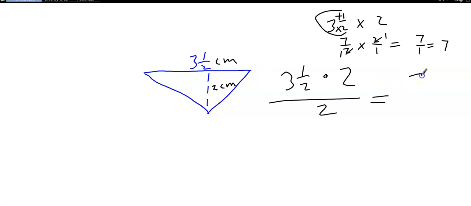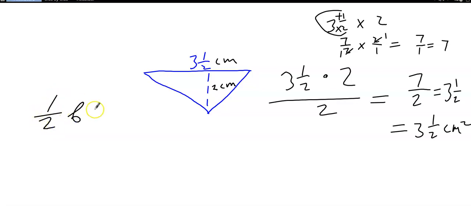That was the answer to the numerator. We still have that over 2. 7 divided by 2. Well, 2 can go into 7 3 times with a remainder of 1. And we keep it over the same denominator. So the overall area comes out to be 3.5 squared centimeters. That's option number 1. Option number 2.